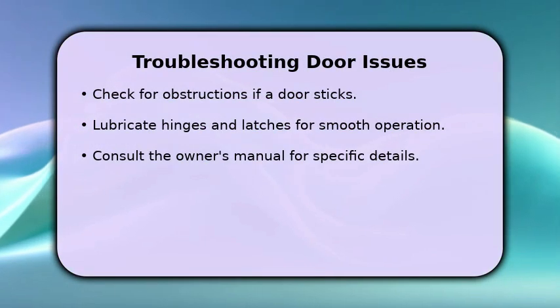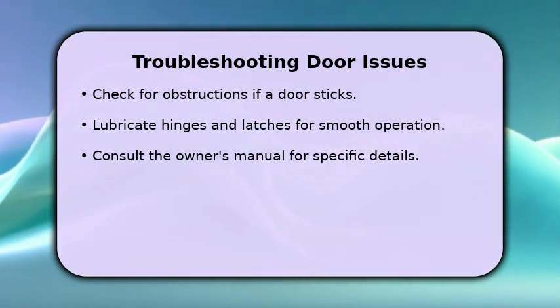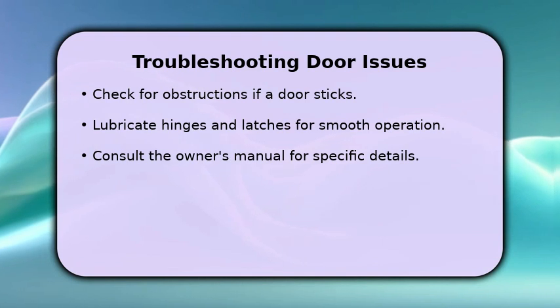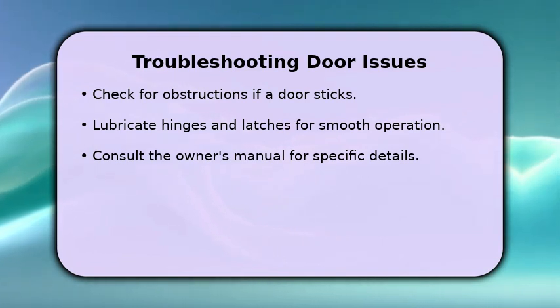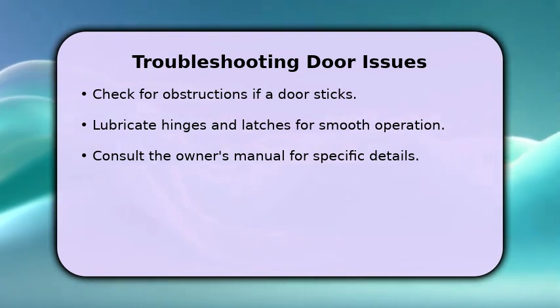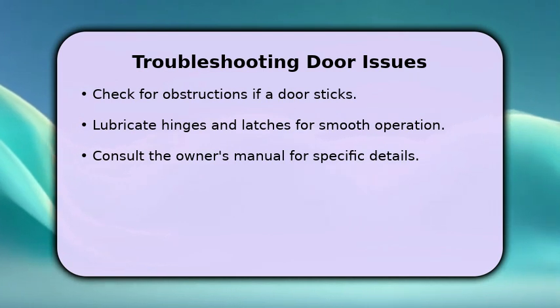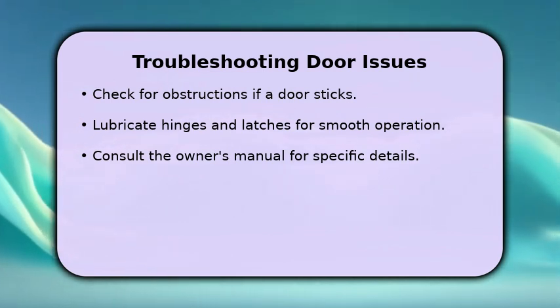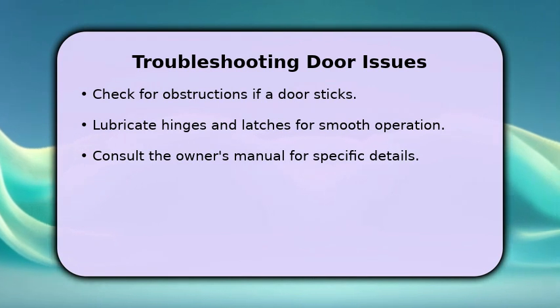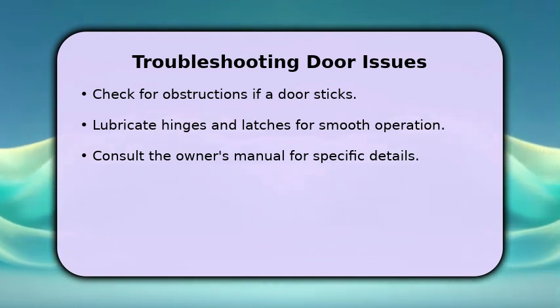If you encounter a door that's difficult to open, first check for any obstructions. Sometimes, cargo or debris can block the latch. Applying a small amount of lubricant to the hinges and latches can also improve operation. For persistent issues, or if you need more specific guidance, always consult your Ford Transit owner's manual for detailed instructions.